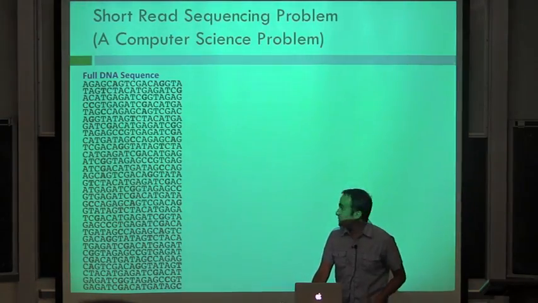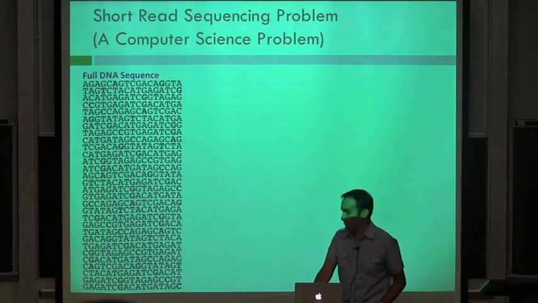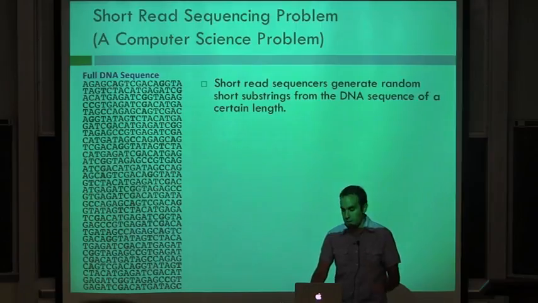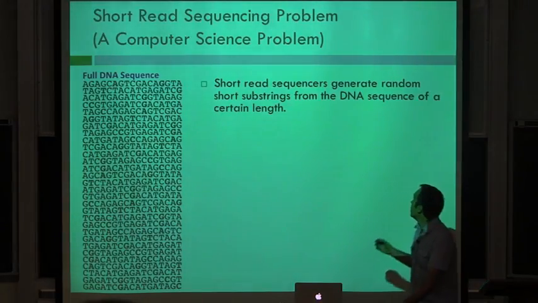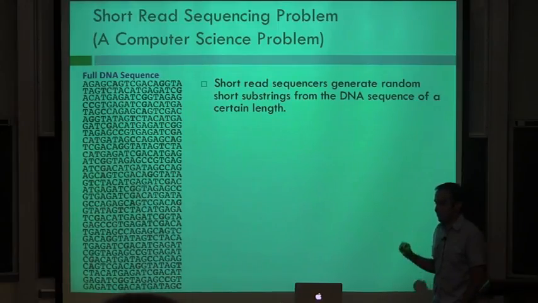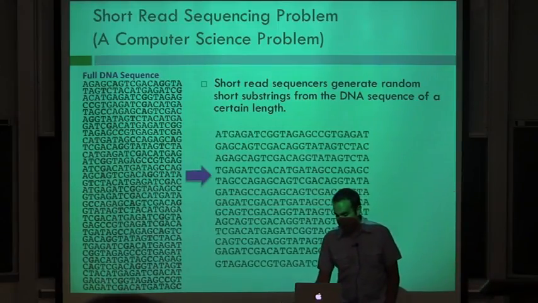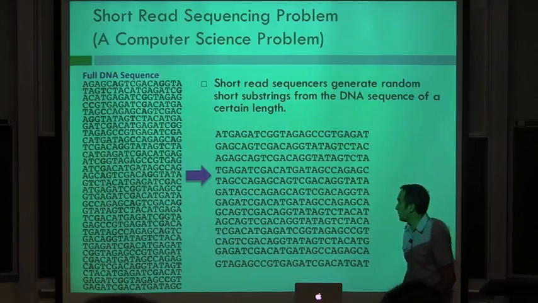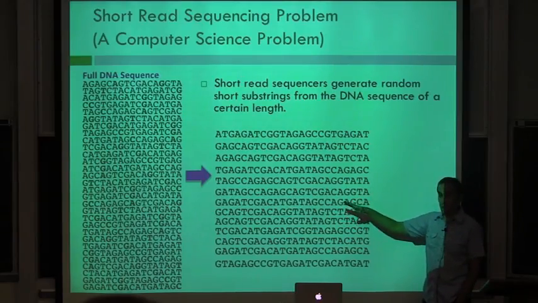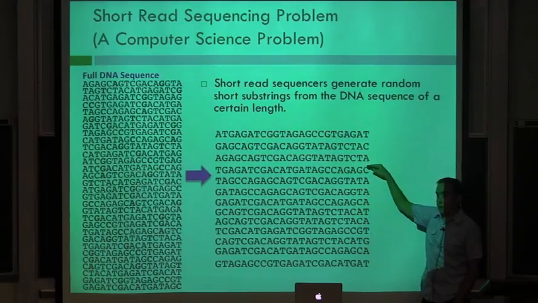So basically, here's my full DNA sequence, but the sequencer doesn't give me my full DNA sequence, right? What the sequencer does is it generates kind of random short substrings of DNA of a certain length. So what I mean by that is this is what it does. Okay, so there's my full DNA sequence that's encoded in the molecule, and the sequencer just spits out these reads, these sequence reads.